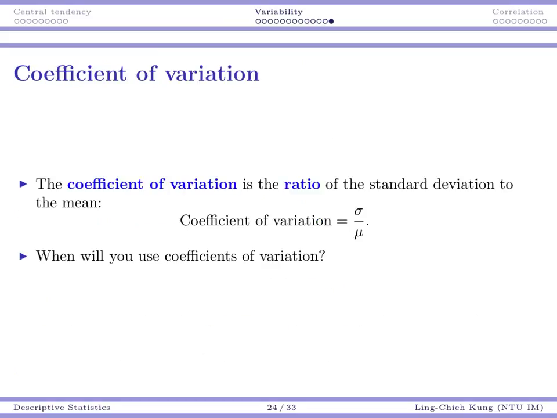Finally, the last measurement of variability is the coefficient of variation. It's simply the ratio of the standard deviation to the mean, like this. Or if you talk about sample data, then it's s divided by x bar. Very intuitively, please think about why you would use the coefficient of variation. Why would you like to adjust your standard deviation by the mean? Obviously, there are some reasons, and let me leave it to you. And if you really need some discussion, let's discuss it in class.